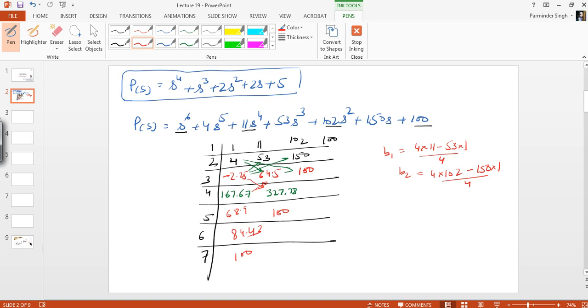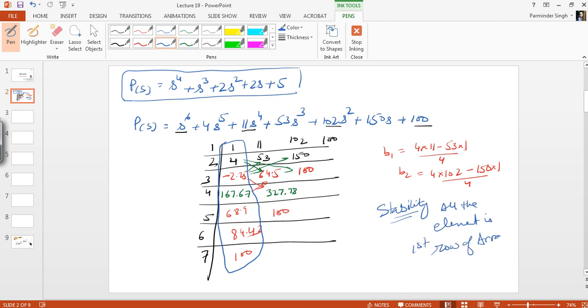Clear? Now since the whole array has been prepared, what is to be done for stability? We're going to check the sign of the entries in the first column. So for stability, remember this, for a system to be stable, all the elements in the first column of the array should be positive.